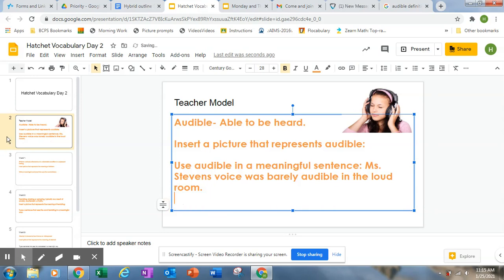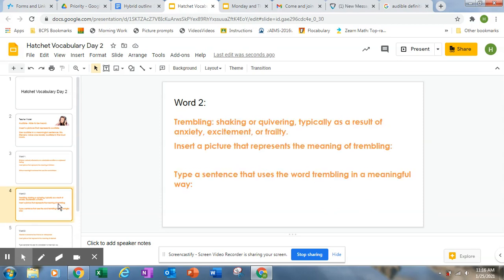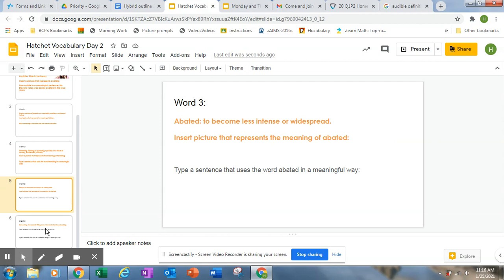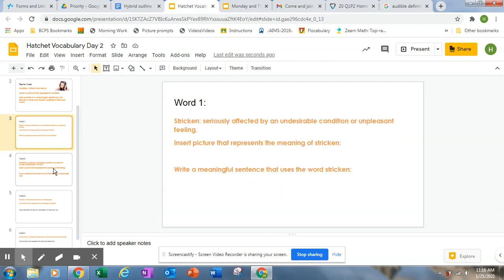So today, guys, you're going to be doing the same thing. Here's your word one, stricken, from yesterday. I added the definition. You'll either draw or insert a picture of what the word stricken means, and then write a meaningful sentence that uses that word stricken. And there's 4 words that you will be working on today. So if you need help or have questions, you can message your teacher.